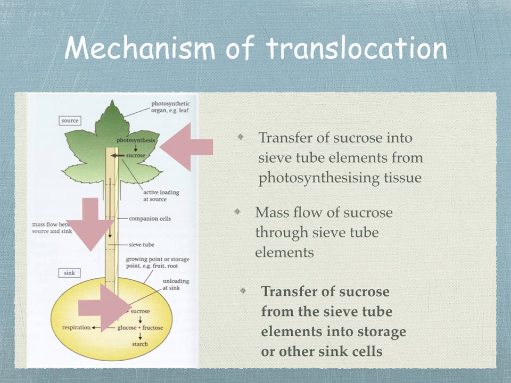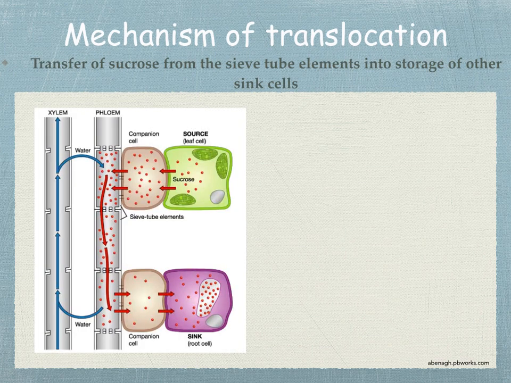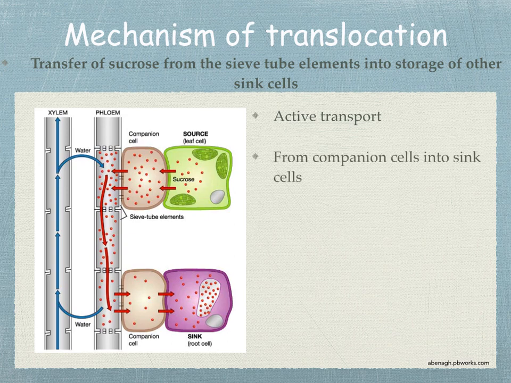Okay, the last phase is the transfer of sucrose from the sieve tube element into the storage or other sink cells. So the sucrose is actively transported by the companion cells out of the sieve tubes and into the sink cells. So it's an active process requiring ATP.